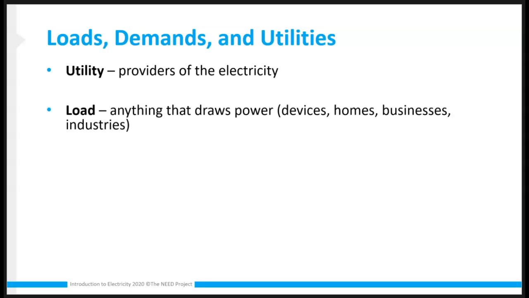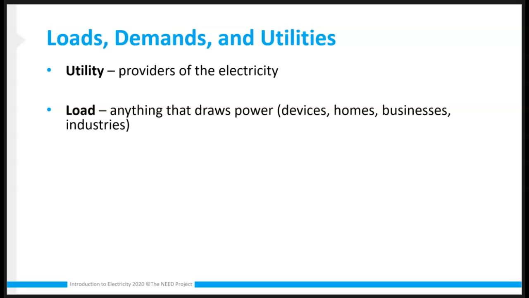When you use electricity, you're using a load. A load is anything that draws power. These are devices like electronics, cell phone chargers. At home, your TV, your light bulbs. At a business or at school, computers. In industry, these are any production equipment that may be needed to make something in a company.